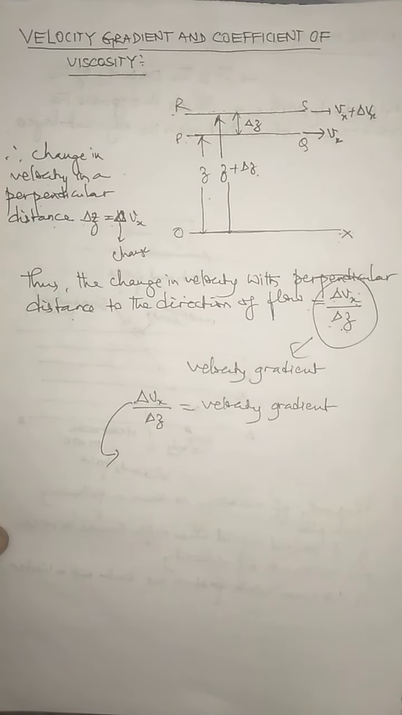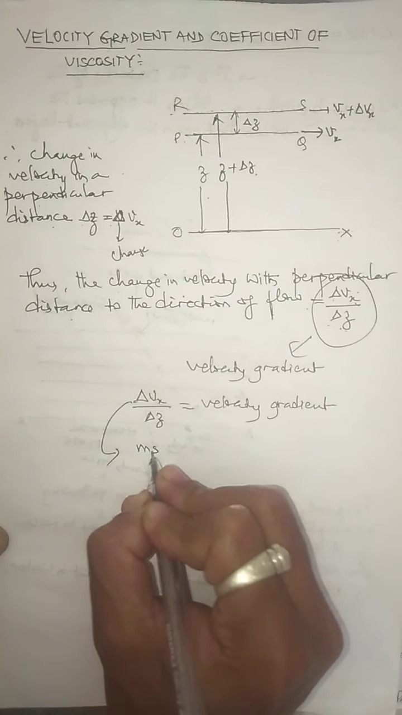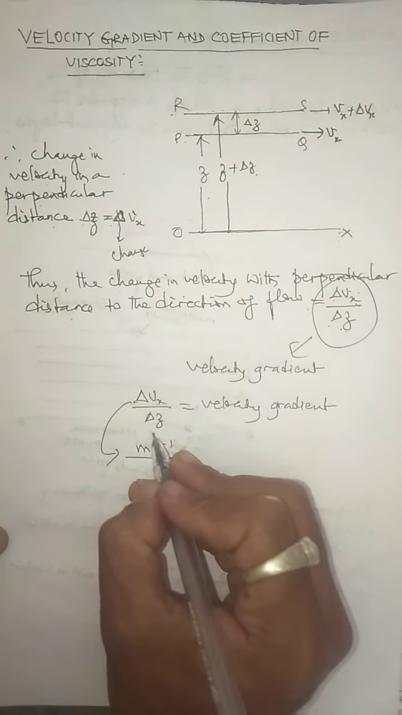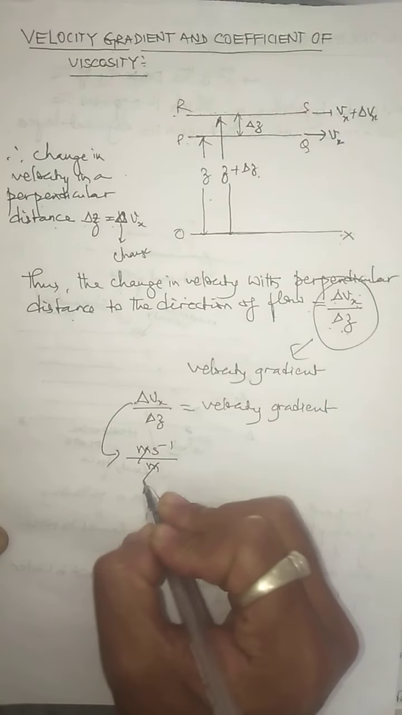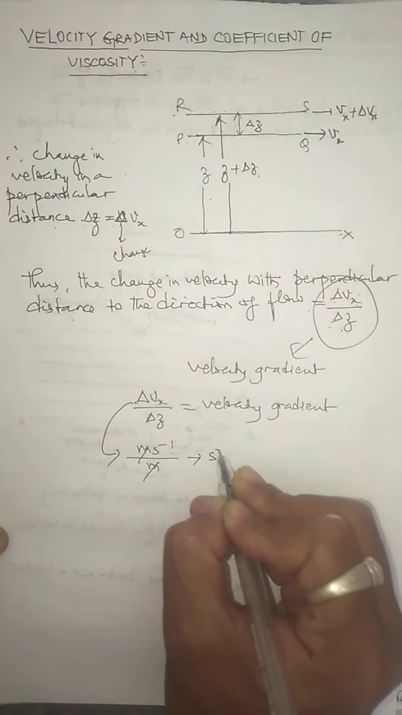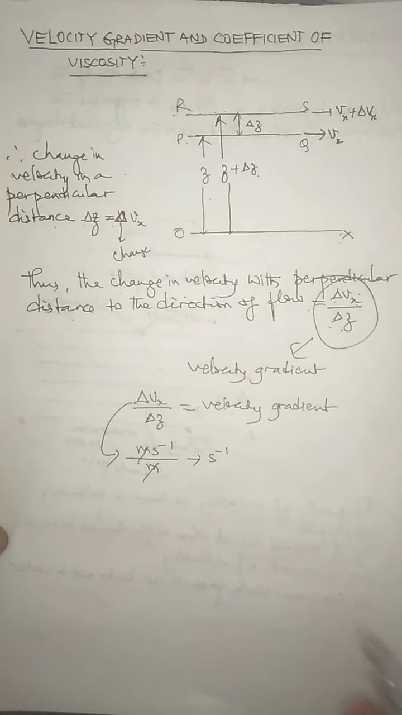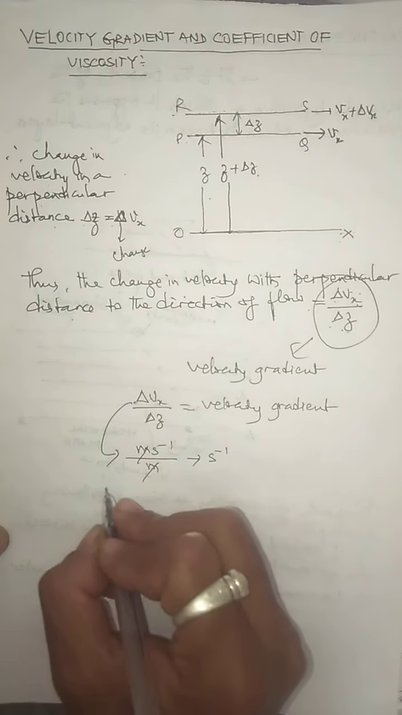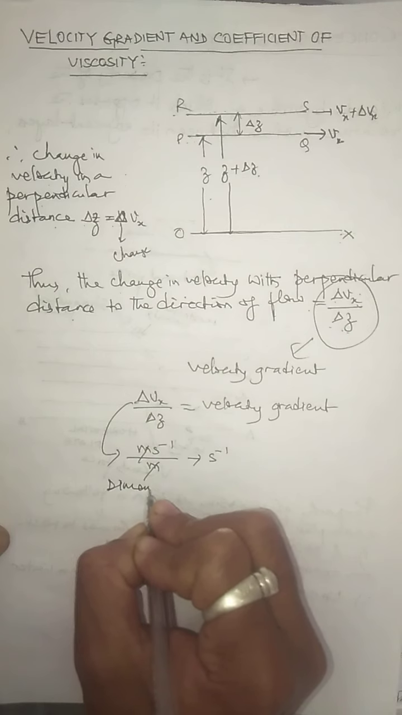The unit of velocity is meter per second, and the change in velocity is also meter per second. The distance unit is length, so meter cancels out, and the unit is per second. So what is the unit of velocity gradient? Per second. So if this is the unit, then we can write the dimension also.